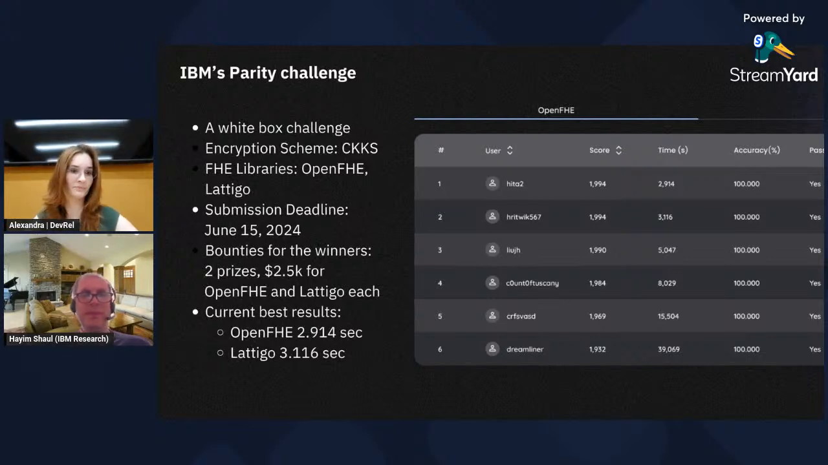Yep. Excellent. Yes, so this challenge is a white box challenge. That means that you need to submit your code. And the encryption scheme is supposed to run over CKKS, either over OpenFHE or over Lattigo. Yeah, the submission deadline is June 15th. And the bounty for the winners is $5,000 split between two winners.